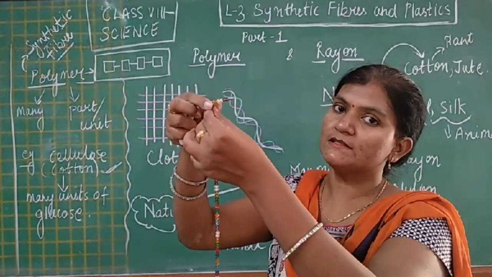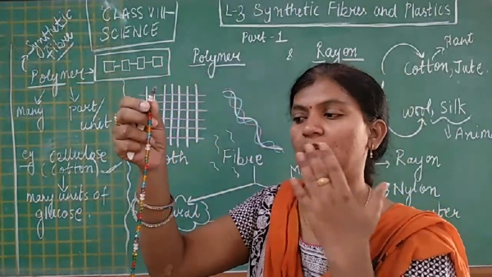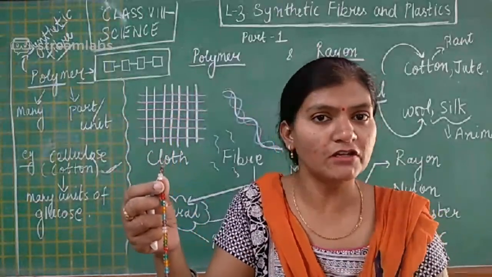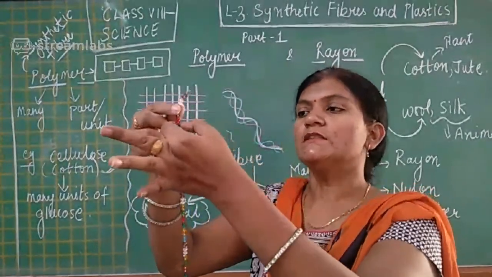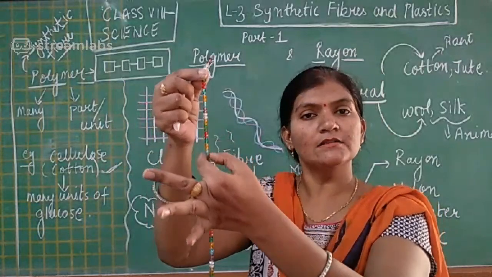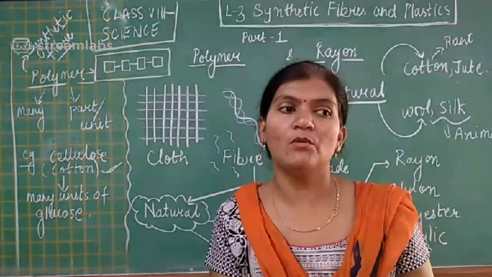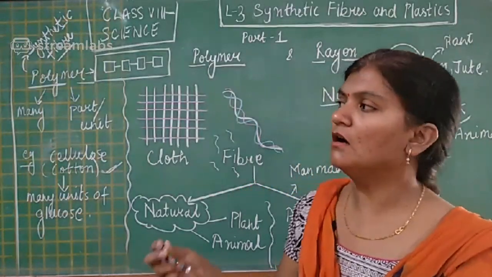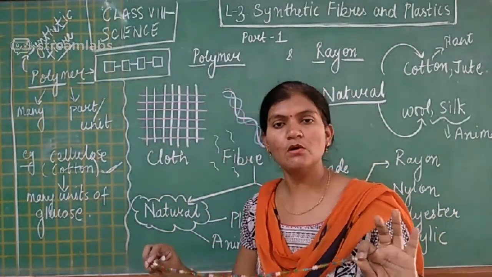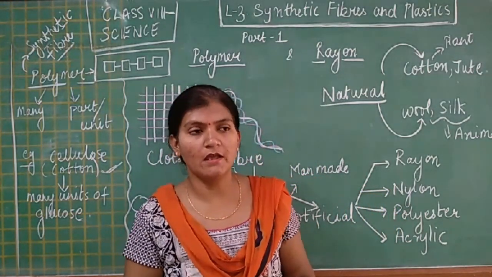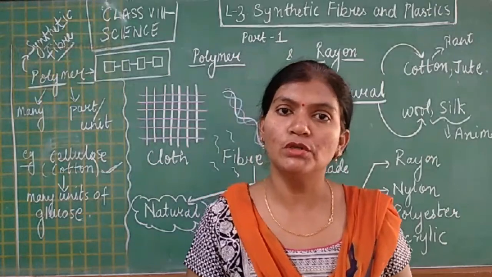So these beads are similar, but here I have shown them in different colors. They can be dyed in different colors. So when these beads are in a single string, meaning a fiber, what do they make? They make a polymer. So I think now the concept of polymer is clear to you.